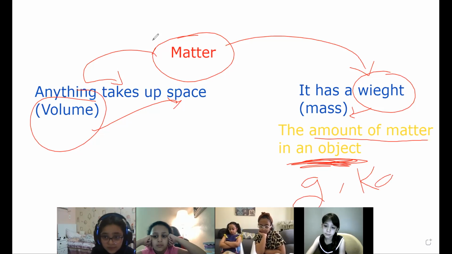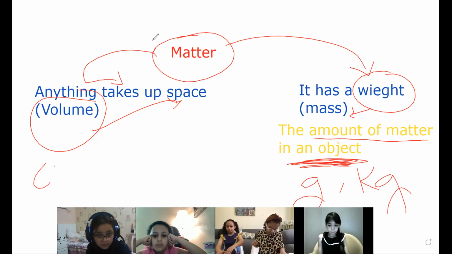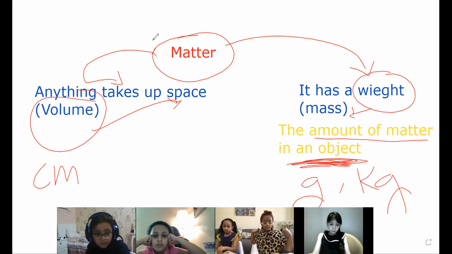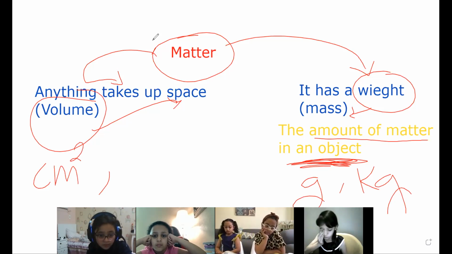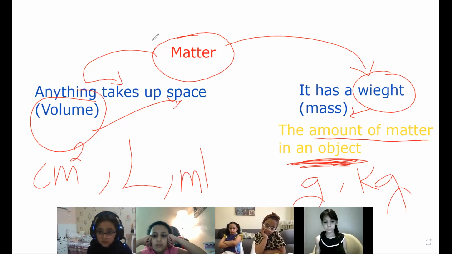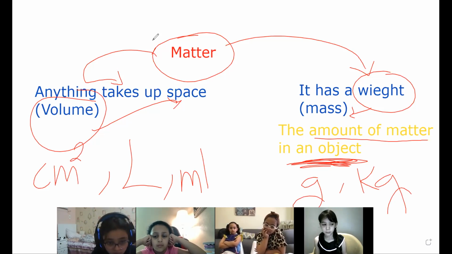You can measure mass using grams, kilograms. What about volume? How can you measure volume? You can say centimeter, cubic centimeter, or you can say liter or milliliter. Are you ready to see examples? All right, I'm going to ask you about it again later.